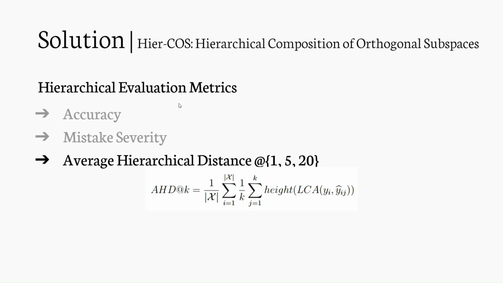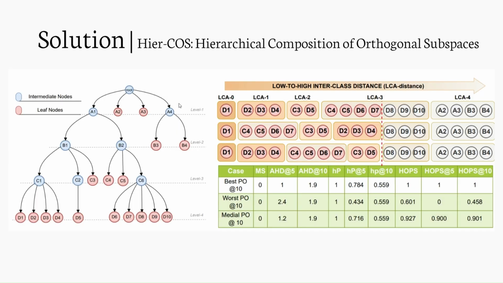However, it takes an average over the top K predictions. Since average is a permutation invariant operation, it has the exact same performance for any permutation of the top K predictions, which is not desirable. This is a handcrafted example which demonstrates the limitations that we just discussed.